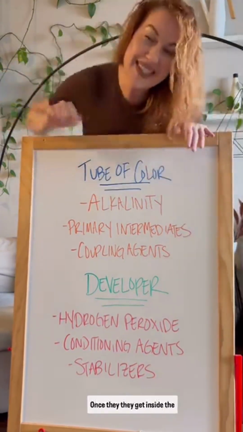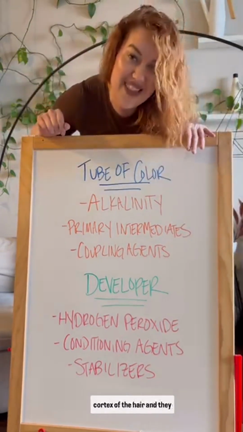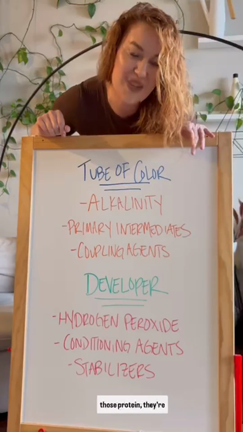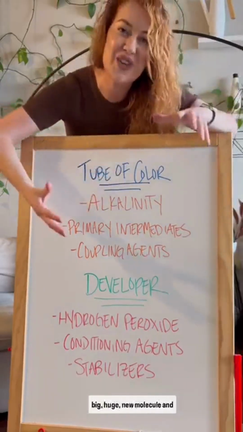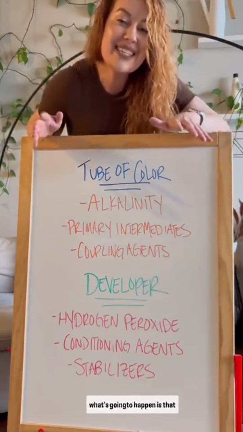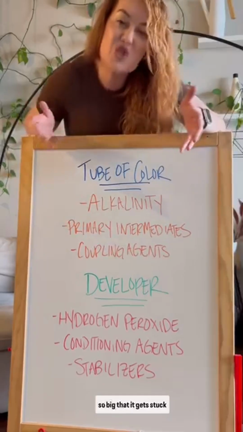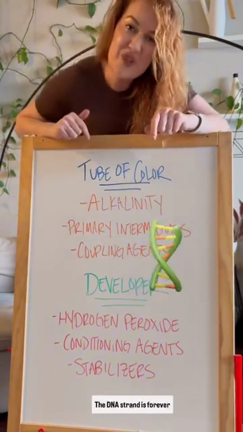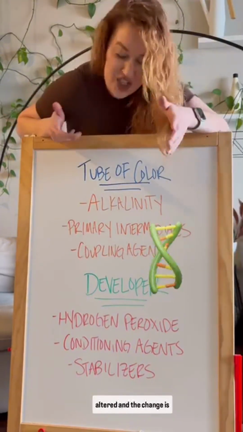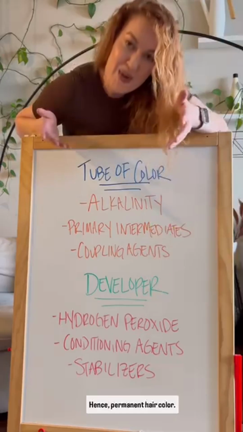Yes. Once they get inside the cortex of the hair and they start attaching themselves to those proteins, they're gonna swell. They're gonna create this big, huge new molecule. And what's gonna happen is that molecule is going to become so big that it gets stuck inside the hair. The DNA strand is forever altered and the change is permanent, hence permanent hair color.